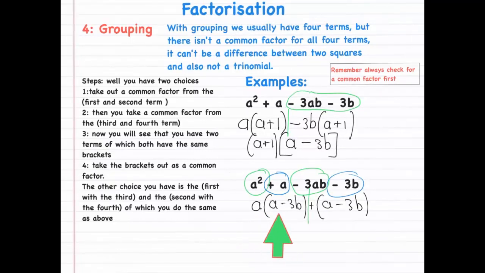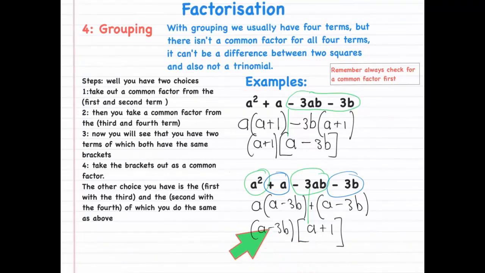And what is in this term that's in that term? A bracket a minus 3b. There it is, there it is. So let's take it out as a common factor. So I'm going to take out a minus 3b. And then we are going to take that term divided by a minus 3b. It's just a. So what is left in my brackets is just a. And then if I take that bracket divided by the same one, it's not a 0. It's going to be a plus 1.